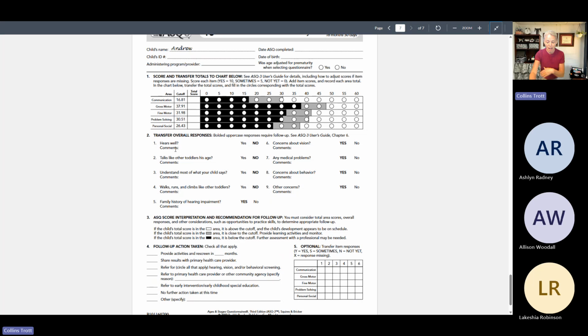So for the follow-up action taken, you're going to check all that apply. Maybe we want to provide some activities and rescreen in a few months and see, because that's kind of monitoring, we're seeing what's happening. If we've got a lot of gray, but closer to the black, or definitely in the black area, we might want to share the results with a primary care physician.